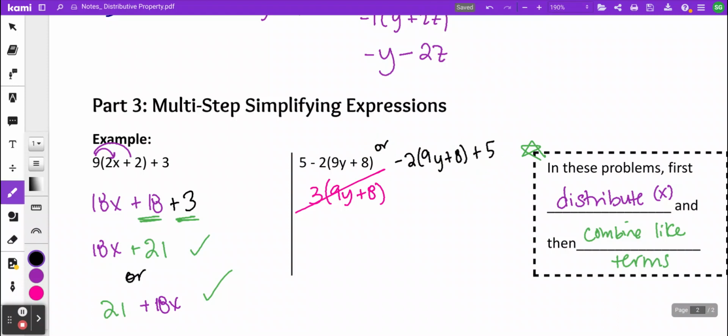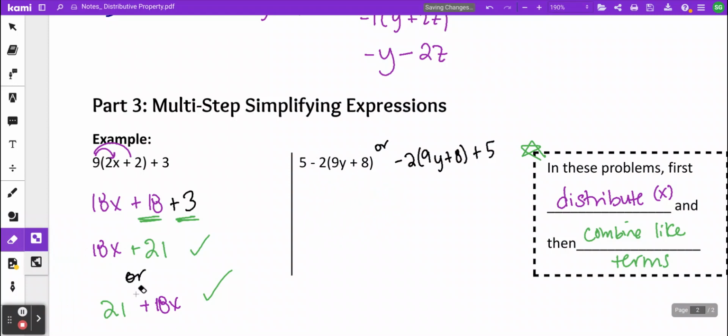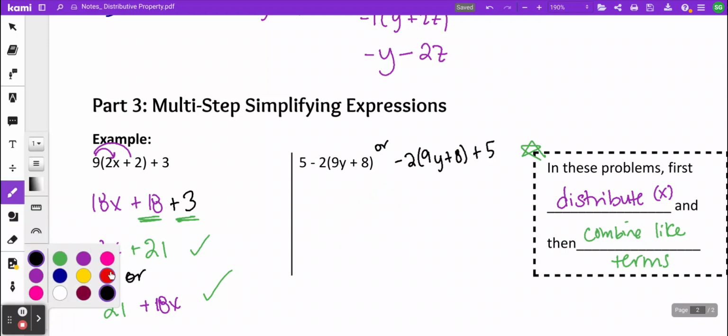That 5 is just like this extra number in the problem, it's the same as that plus 3 was over here. And so that is why we're not doing that subtraction first, because I could have seen that 5 at the beginning or at the end. We want to start with the distributing. So let's go ahead and do that. Let's start with our distributing.